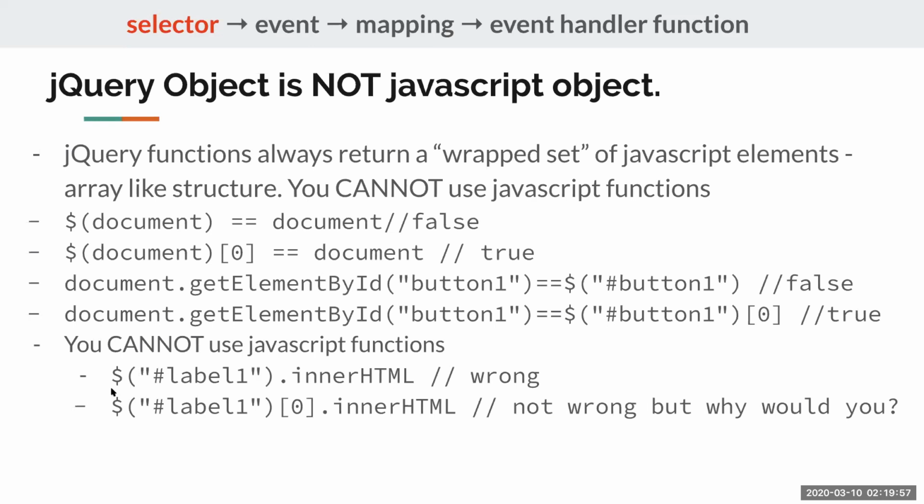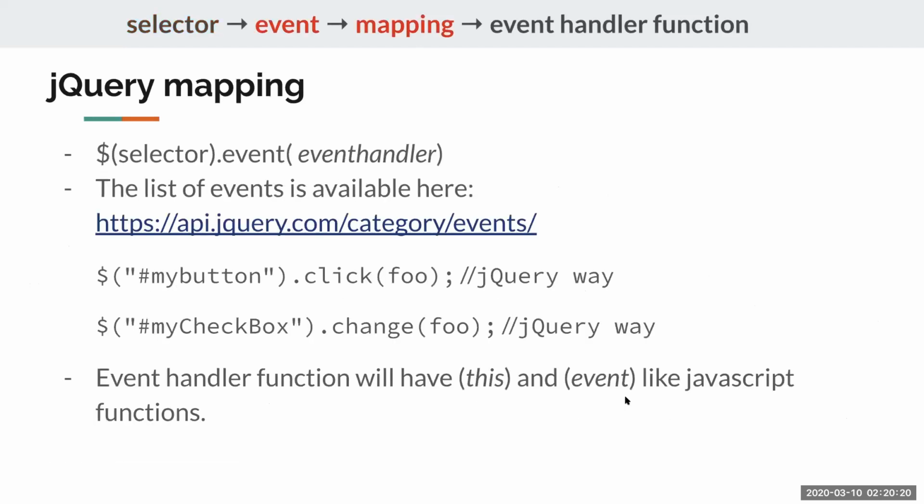So with jQuery, you cannot use JavaScript functions or properties like innerHTML. You can use these functions or properties by accessing each element. But there's going to be a jQuery way of doing the same thing, so you won't really have to do these sorts of things. This is not wrong, but you would not do this.